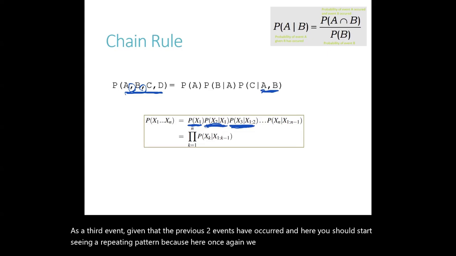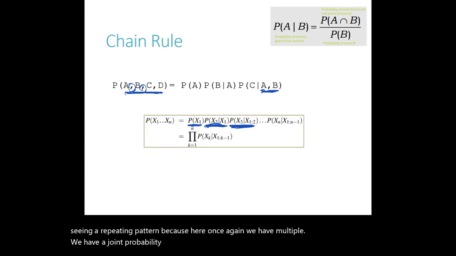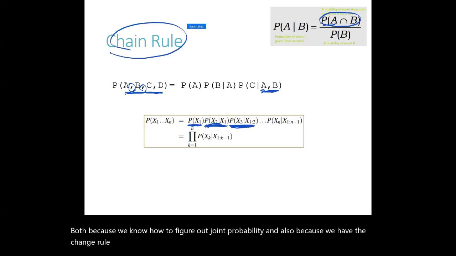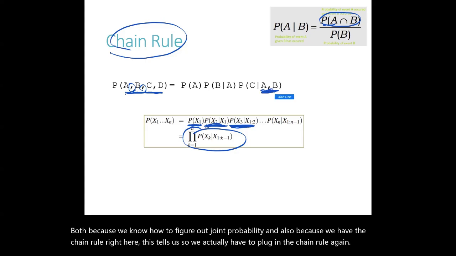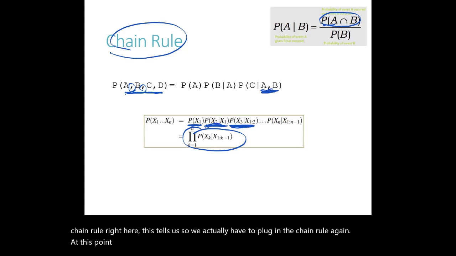multiple, well, we have a joint probability, right? Well, we know how to figure that out, both because we know how to figure out joint probability and also because we have the chain rule right here. So we actually have to plug in the chain rule again at this point and then do the multiplication of this one, this thing, and this thing here.